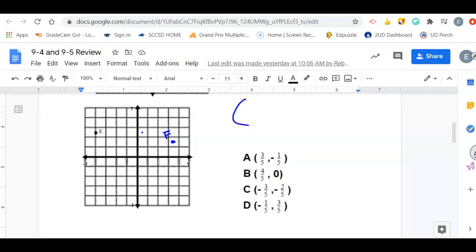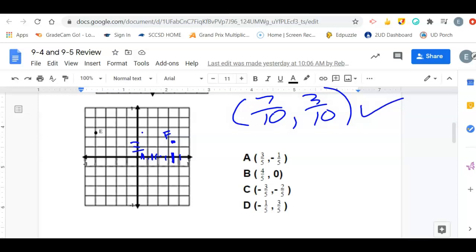F would be located where? 7/10, 3/10. Okay. We have 1/5, 2/5, 3/5, 4/5. So in between 3/5 and 4/5. When we break them up halfway in between fifths, they are going to be in tenths. So 1/10, 2/10, 3/10, 4/10, 5/10, 6/10, 7/10. 1 tenth, 2 tenths, 3 tenths. This is the correct answer.